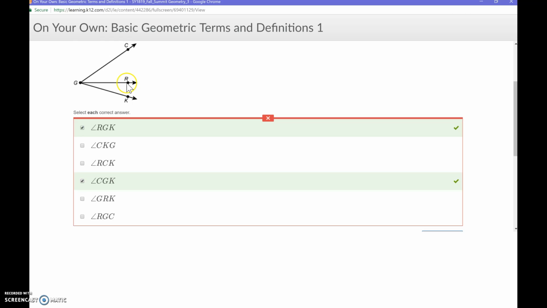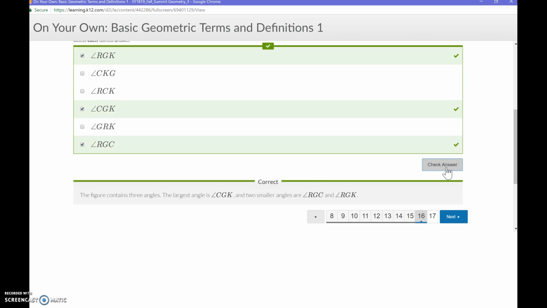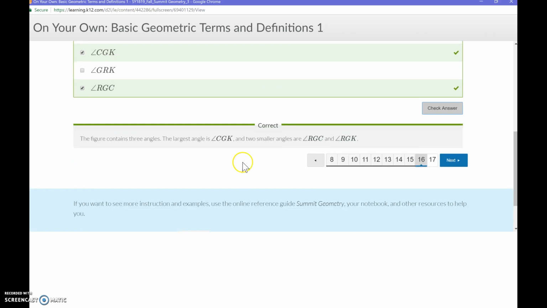So RGC is also an angle, so we have to select that one. Checking it, sir. And that is correct.